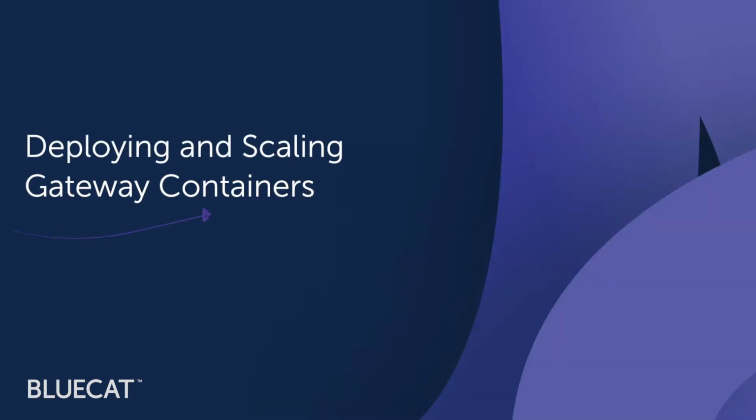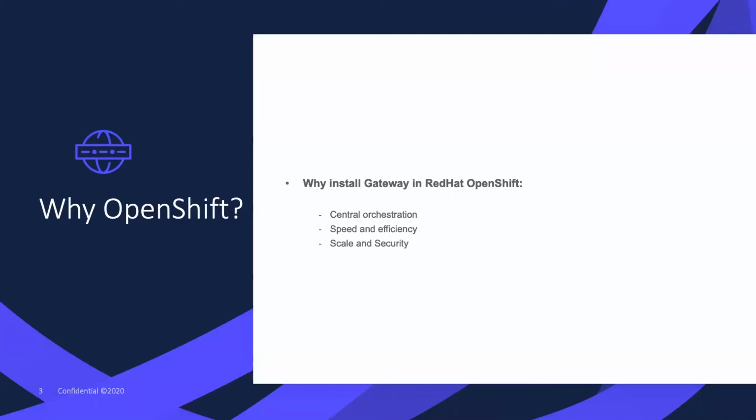Gateway on OpenShift facilitates deploying multiple container instances, or pods, within a Kubernetes cluster to allow for quick scaling and management of BlueCat Gateway in your Red Hat Enterprise Linux environment. Why OpenShift? Why would we want to install Gateway on Red Hat OpenShift as opposed to just running containers inside traditional Docker? One of the main reasons is central orchestration.